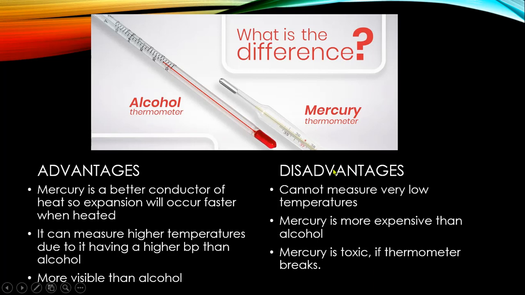Now, one of the disadvantages is that it cannot measure very low temperatures. Compared to alcohol, which can measure very low temperatures. Mercury is more expensive and it is also very toxic. So if by chance, God forbid, a thermometer breaks in the lab, you need to evacuate that lab.